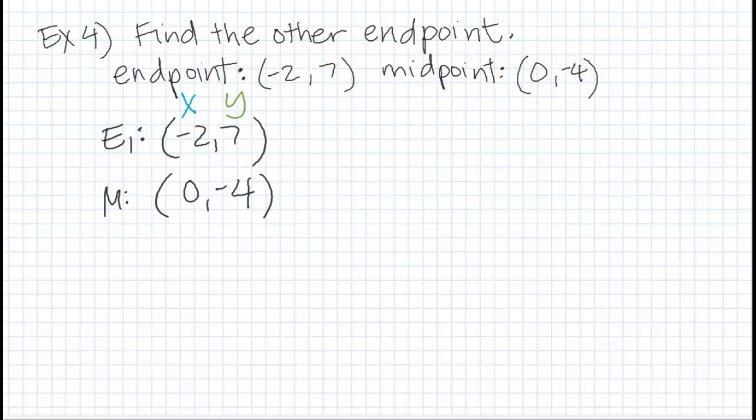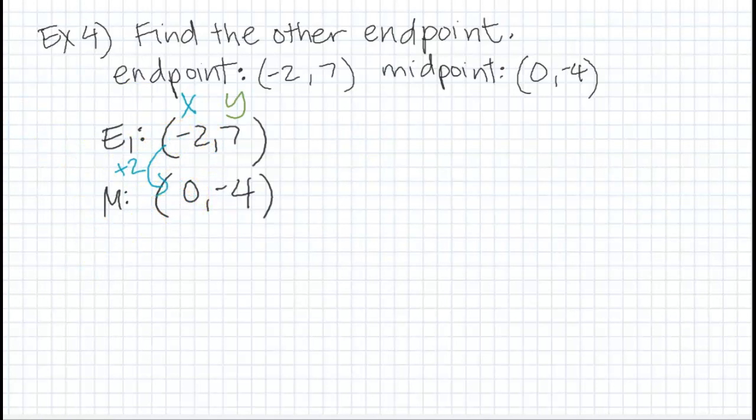And rather than counting spaces, I want to think, what happened to get from -2 to 0? How many spaces am I moving on the graph? So I'm over at -2 on the x-axis. I'm moving towards 0, 2 spaces. That is an increase of 2. -2 plus 2 will give me 0.